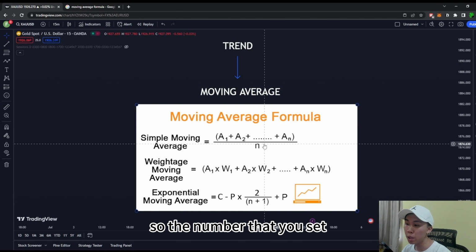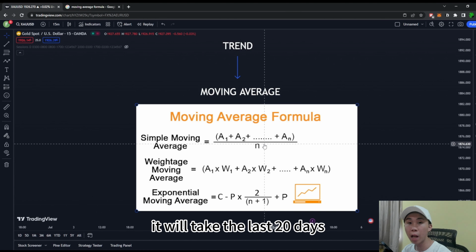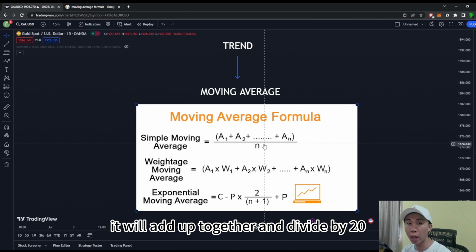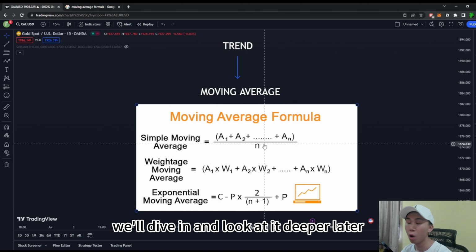The number that you set, for example, if you set your moving average as 20, it will take the last 20 days, add them up together and divide by 20. So this is how the number works. We'll dive in and look at it deeper later.